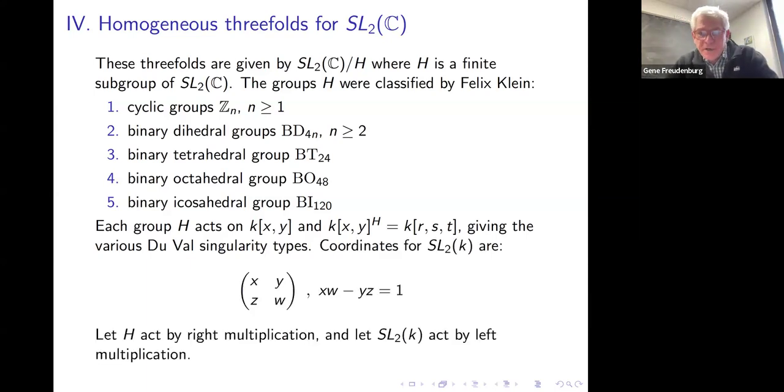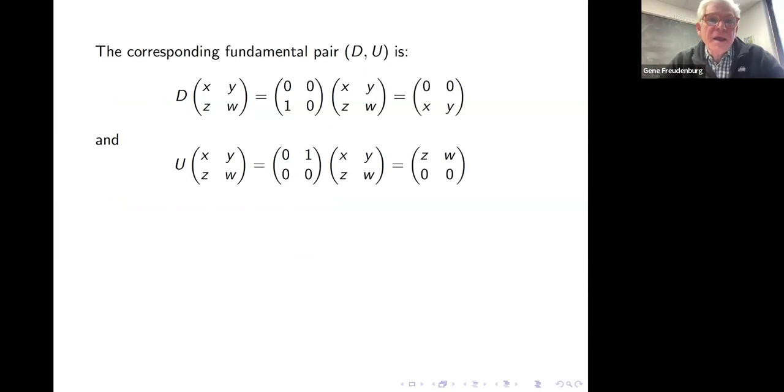All right, so now I want to take coordinates for SL2, natural coordinates, and I want to let H act by right multiplication and let SL2 act by left multiplication, okay? And of course, they commute. So the SL2 action acts on the left. So what I want to do is define the corresponding fundamental pairs.